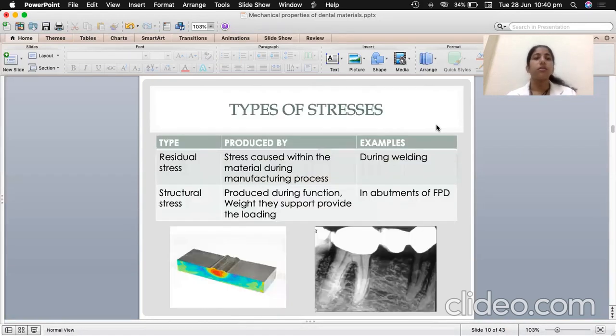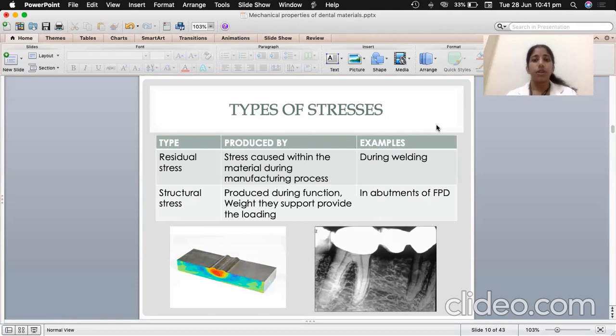Okay. Coming to the types of stresses, there are residual stress, structural stress. You should know the types of stress, what they are, where they are applied, and how they are formed in a particular material. Residual stress is stress caused within the material during the manufacturing process. Suppose during welding of a wire or a rod, the stress developed in that rod will be residual stress. Structural stress is produced during function.